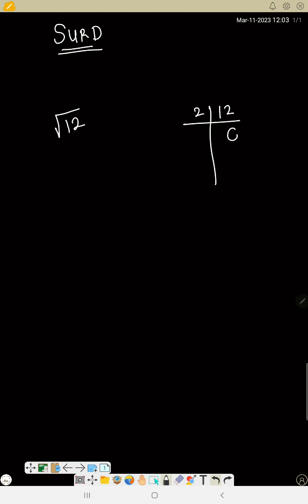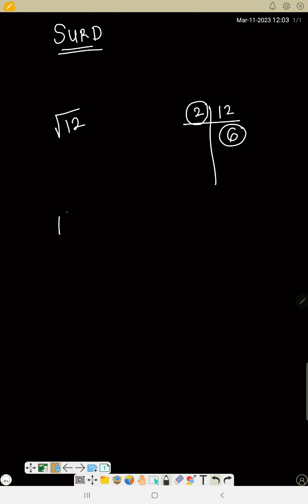2 in 12, 6. Now see the pattern, it means 2 times 6 is 12. So you will now look at that 2 and 6. Now one of them must be a perfect square. What is a perfect square? That is any number you can find the square root of and it will not give you a remainder, just like 9. So all the natural numbers, if you square them, they are perfect squares.